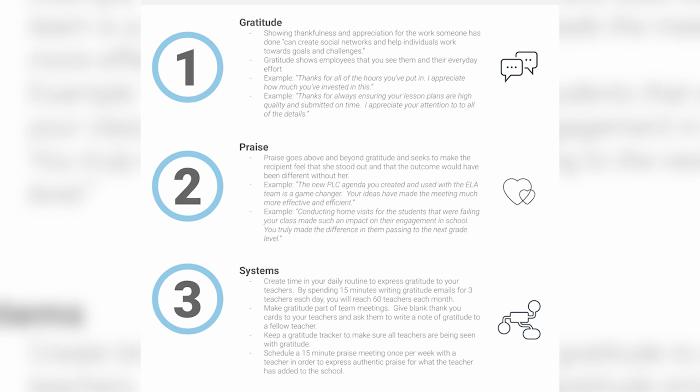And I want to again highlight the systems here, creating the time in your daily routine, be it 15 minutes for writing emails, having even a tracker to say like, I've made sure that I've expressed gratitude to all of my teachers, and knowing that that's happened. Again, just building it into different systems, be it meeting agendas or your own calendar.